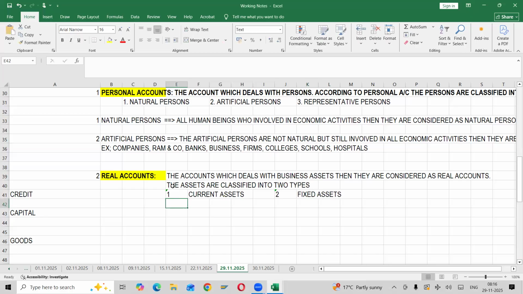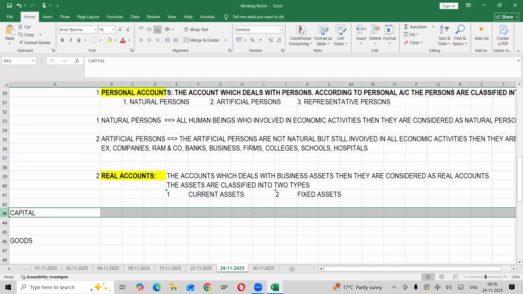So what do you mean by real account? First, we need to understand that. Real accounts are nothing but the accounts which deal with business assets. Then they are considered as a real account. Clear? Again, according to a real account, the assets are broadly classified into two types: current assets and fixed assets. So what do you mean by current assets?